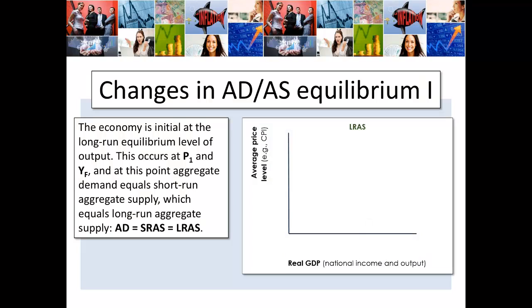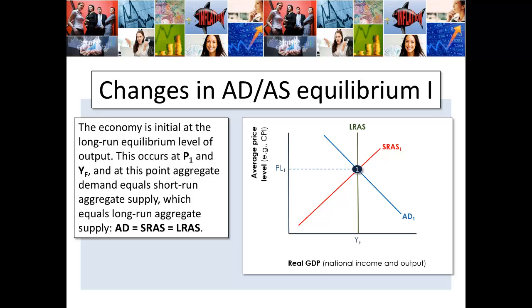Let's have a look at changes in the equilibrium. Last time we put our short run aggregate supply curve together with our aggregate demand curve, and that determined the real GDP, national income and output, and it determined the price level. Now in this model, we introduce the long run aggregate supply curve in conjunction with the short run curves. So the economy is initially at the long run equilibrium level of output, which we know occurs at P1, at YF being the full employment resources.